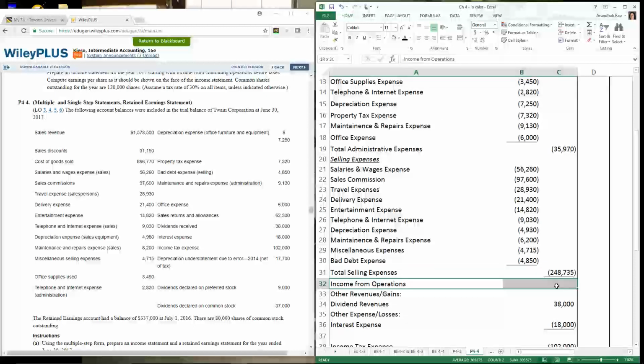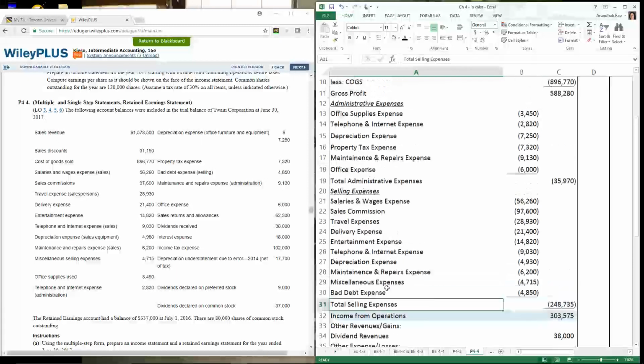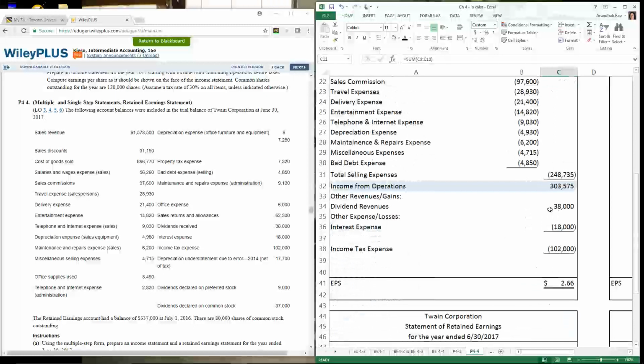Okay, the subtotal I calculate, I'm just going to highlight that for a second over here, is income from operations. So it's your gross profit minus your selling and general administrative expenses gives you your income from operations. To that number, you add any other revenues and gains and subtract any other expenses and losses. We have each of those, and that will give you your income before taxes. On this number, you'll have to calculate your income tax expense, but in this case, we were already given the number. We didn't have to calculate it.